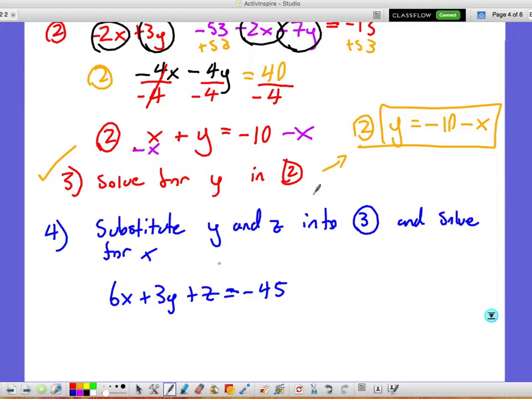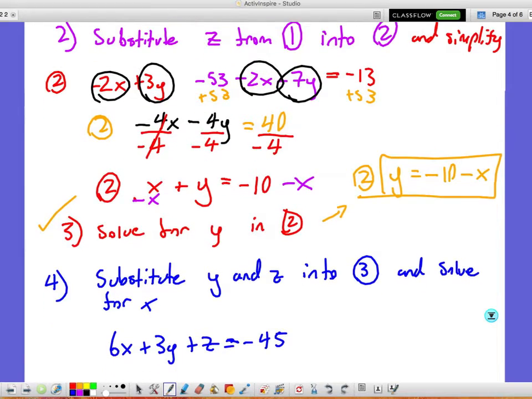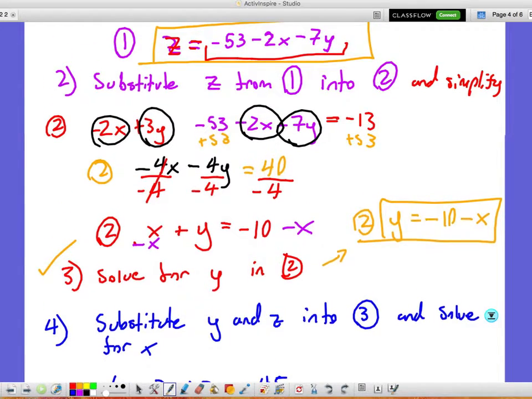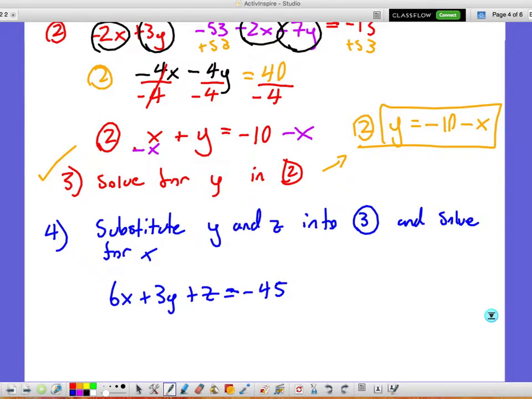So I have what y is equal to and I have what z is equal to. Now, do I want to go ahead and substitute them all at once? That's going to give me a pretty long equation. So maybe I just want to do this one at a time. So the first thing I'm going to do is substitute in y.